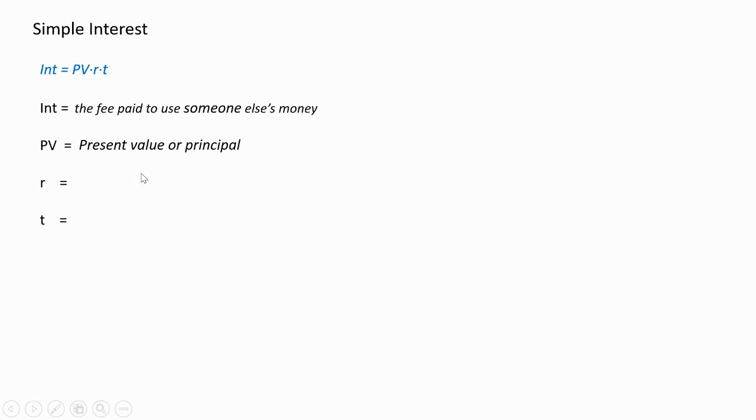And the PV is a present value or the principal. The R is going to be the interest rate. And what's noticeable about the interest rate, it always has a percent symbol. Okay, and the time is going to be in years. Okay, in years. Now, this is one formula that you can use, and here's another one.